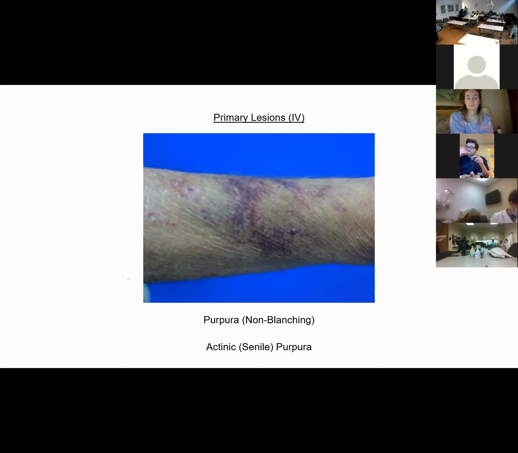So this is actinic or senile purpura. It's a benign disorder. Basically, in older patients the collagen breaks down, so they have fragile vessels in their skin. And those vessels, when exposed to minor trauma, are more likely to bleed into the skin. Higher risk if they're also on anticoagulation.